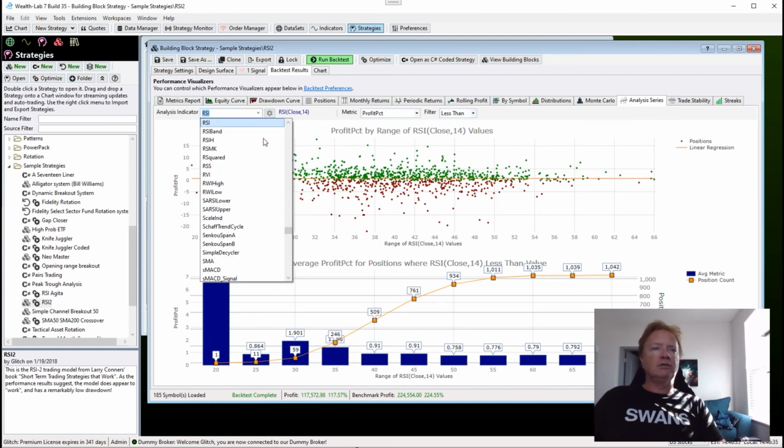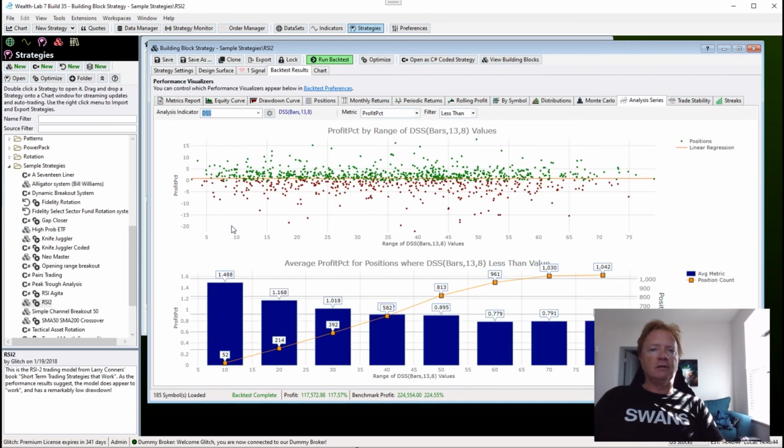So let's change this to another indicator. Maybe let's do a DSS, a double smooth stochastic, another oscillator here. So here's another relationship where we see if we would have filtered the positions by a lower oscillator value, the average percentage profit would have increased, and it goes up the lower the indicator value goes.